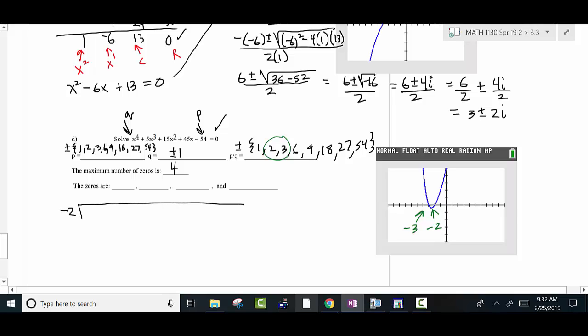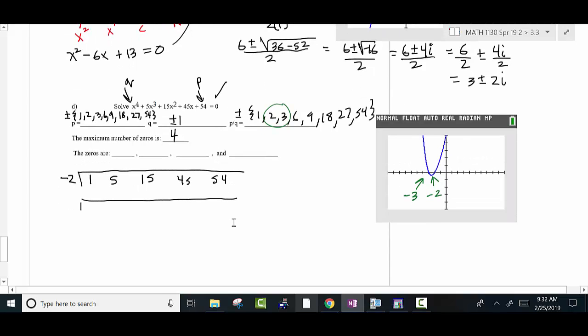And I'll divide that polynomial. So I have 1, 5, and then 15, 45, and 54. Now we're solving an equation, so we got to find all the zeros. You got to get at least 2 by your graphing calculator, though. Okay, so we'd bring down the 1, multiply, that's -2. Add the column, that's 3. Multiply, -6. Add the column, multiply, negative 18. Add the column, that's what?